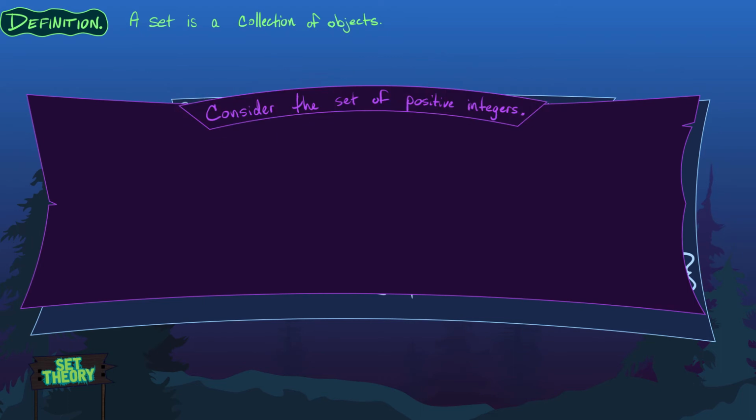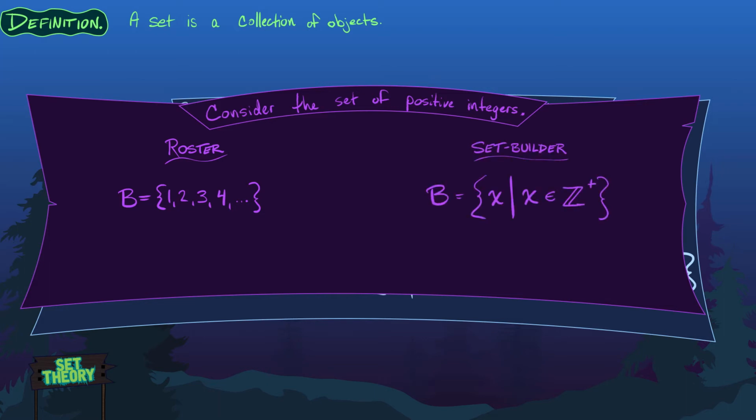All right, so consider the set of positive integers. If we wanted to describe that in the roster method, we would say B is equal to 1, 2, 3, 4, and so on. Those three dots mean that we're going to continue on and on. In set builder notation, we would say x such that x is an element of Z plus. So Z plus is the notation that we use for positive integers.